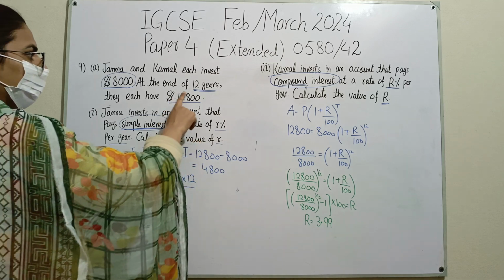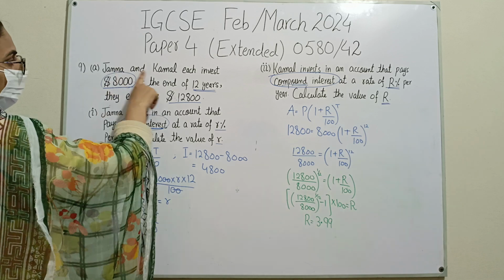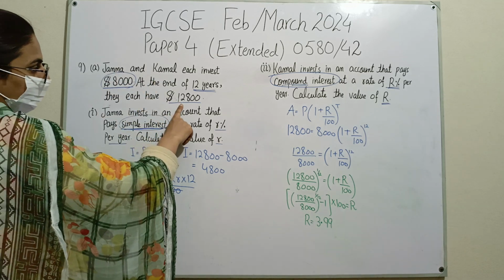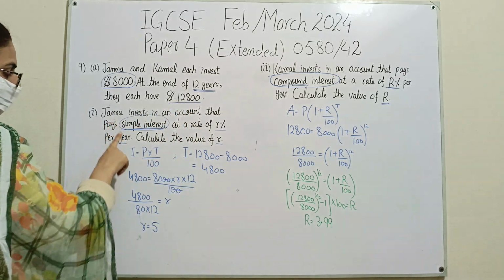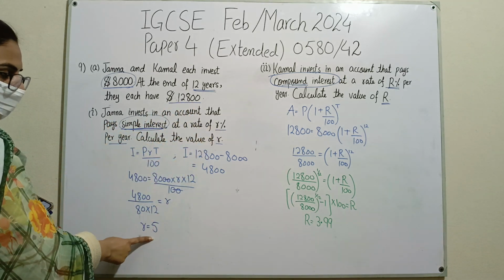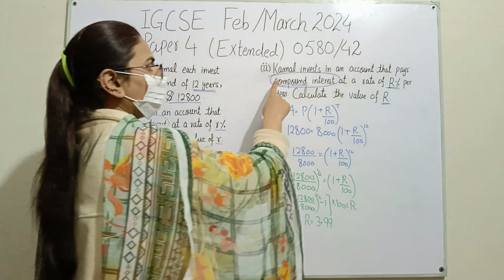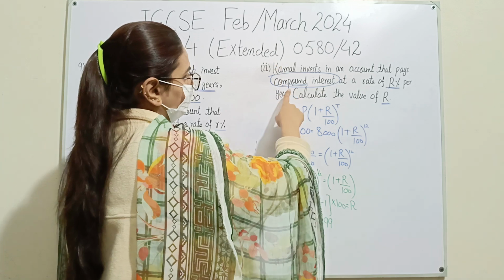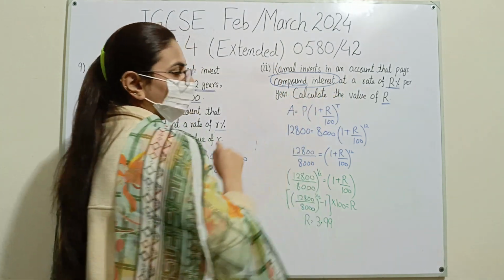It's quite simple that both of the persons, Jana and Kamal, have the total amount as 12800, but Jana has to invest at the rate of 5 for simple interest, whereas Kamal has to invest at the rate 3.99 for compound interest.